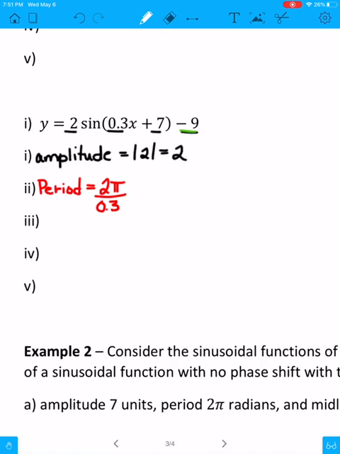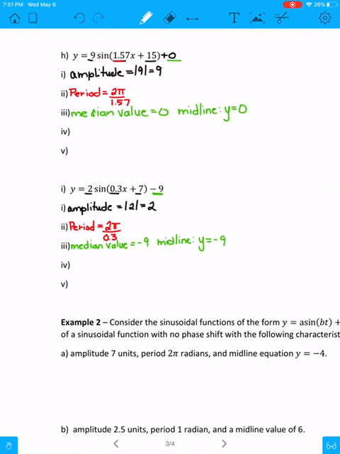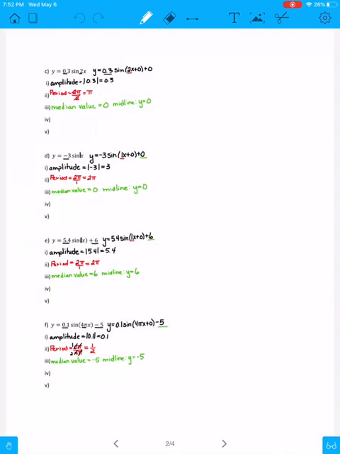I, our D value is -9, so we have a median value. And as we're going along, you should be pausing these and just seeing if you can do them on your own and then checking to see if you're getting them right, okay? Median value, which equals -9, and a midline, which is at y equals -9. Okay, back to page 1.